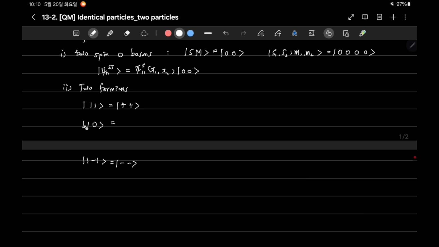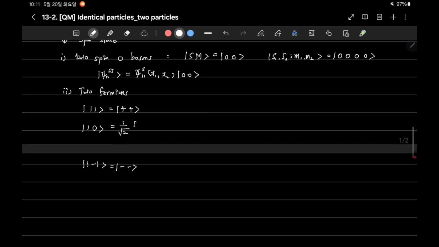The 0 means the spin up and down combination, but it should be symmetric. So the normalization factor is 1 over square root 2, with the spin up-down combination with a plus sign. We call it a spin triplet state, because it is energetically identical. It is a degenerate state, with symmetric spin vectors.